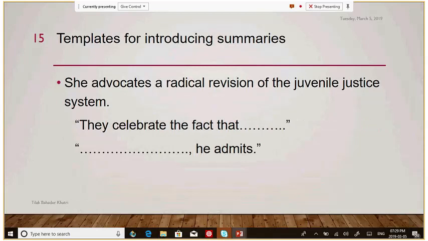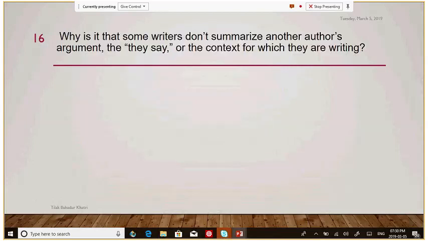Here are templates for introducing summaries. It is a template for how to summarize papers, or how to write a summary of papers. She advocates a radical revision of the juvenile justice system. They celebrate the fact that he admits. These are templates for good summaries.